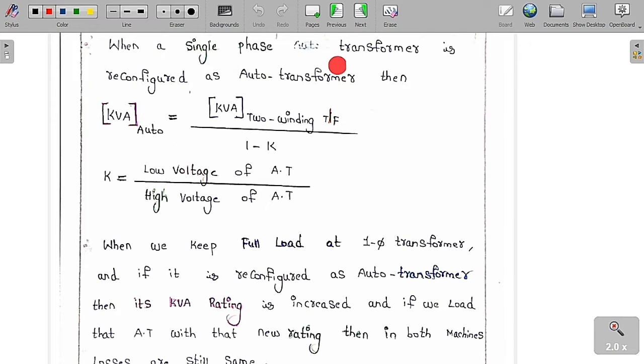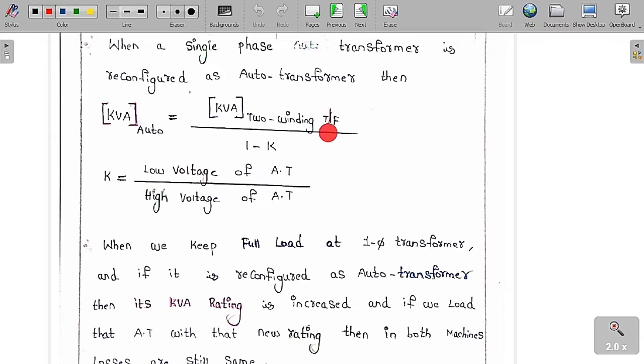When a single phase transformer is reconfigured as an auto transformer, then the KVA rating of the auto transformer is equal to the KVA rating of the two-winding transformer divided by 1 minus K, where K is the ratio of the low voltage of the auto transformer to the high voltage of the auto transformer. This is an important formula that you always have to remember.